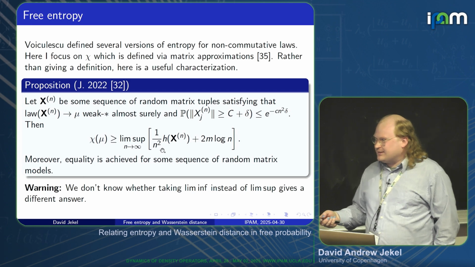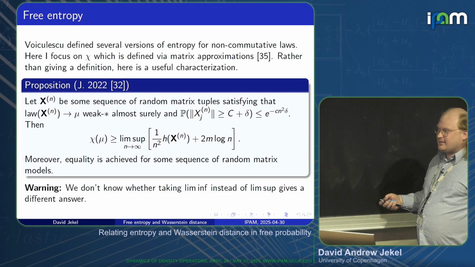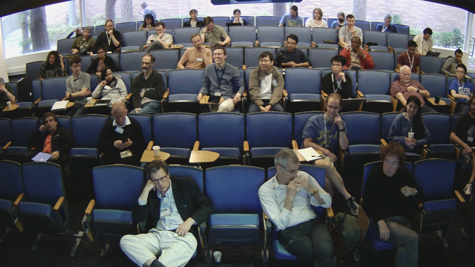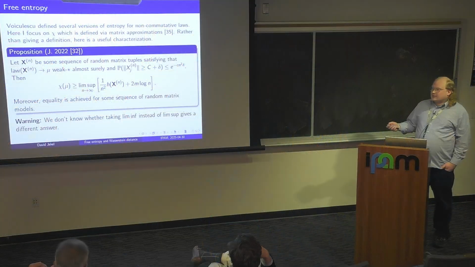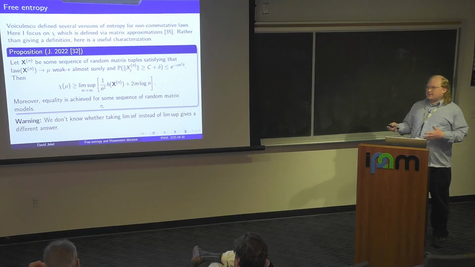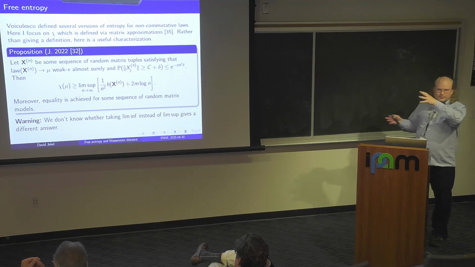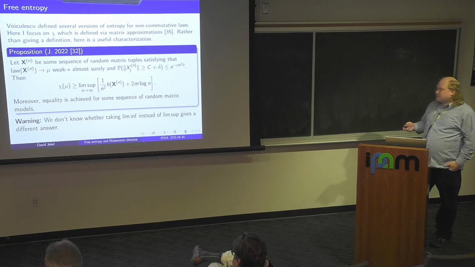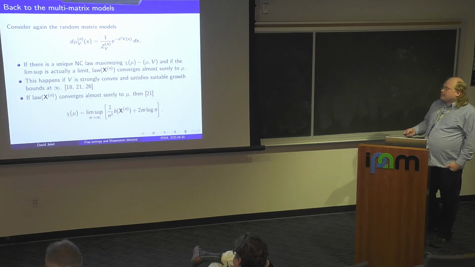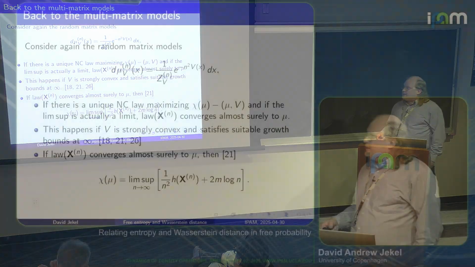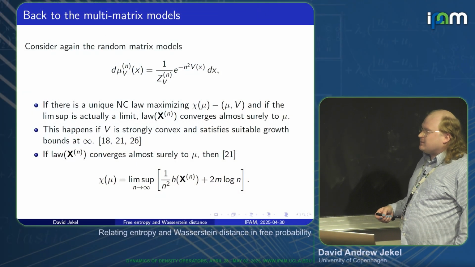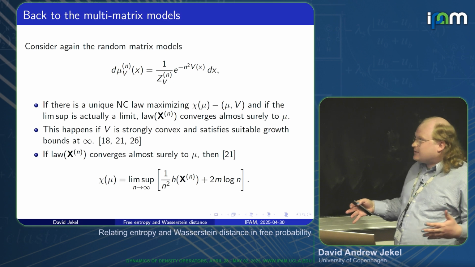Okay, we have a question from Zoom. What is h? So I think he asked what was h. Did you ask what h is? So h, I just mean the classical differential entropy. This would be the integral of minus rho log rho, where rho is the density, because this is on a classical space of matrices, which is a finite dimensional space. Okay, thanks.